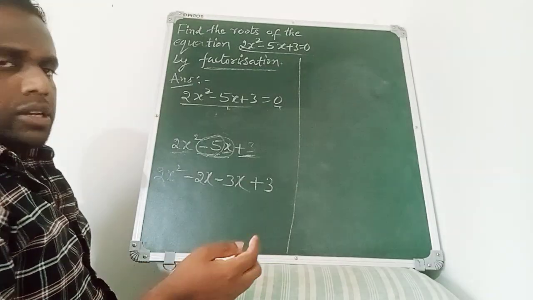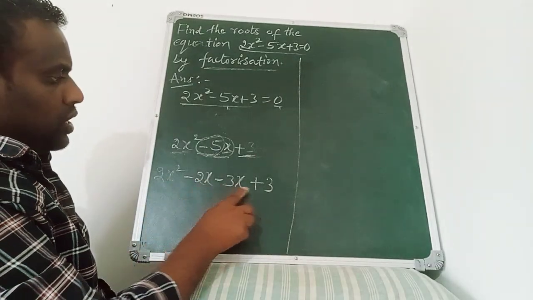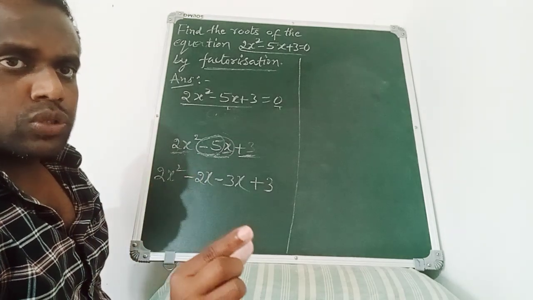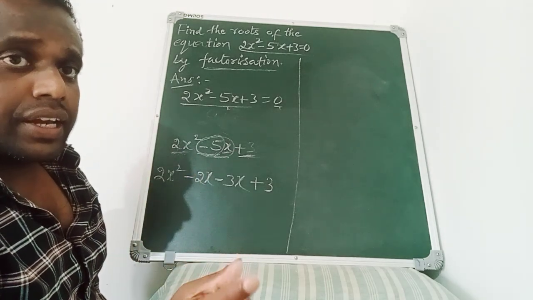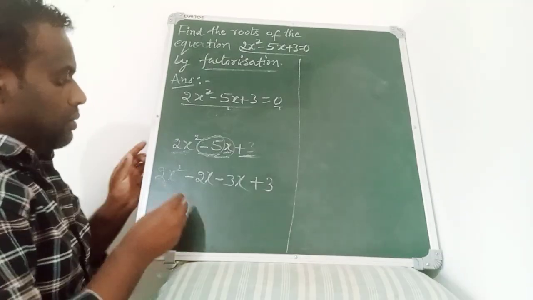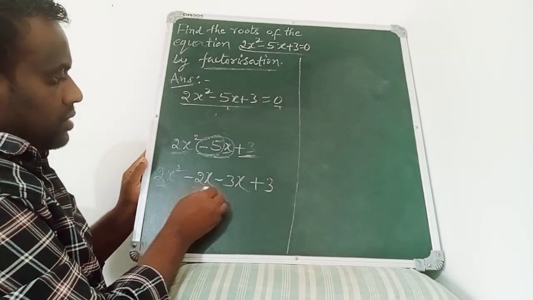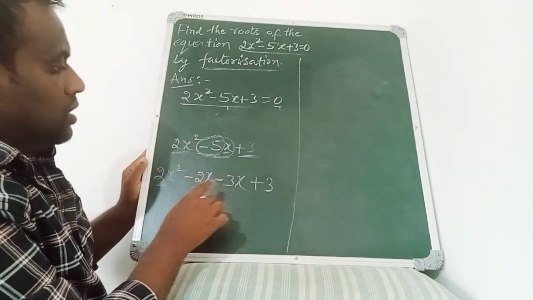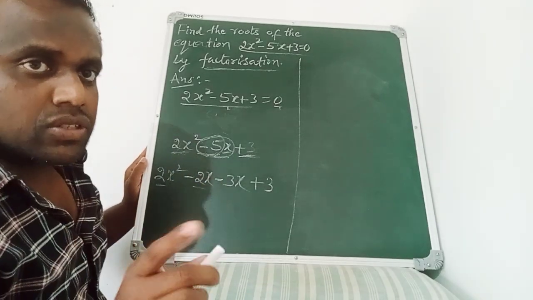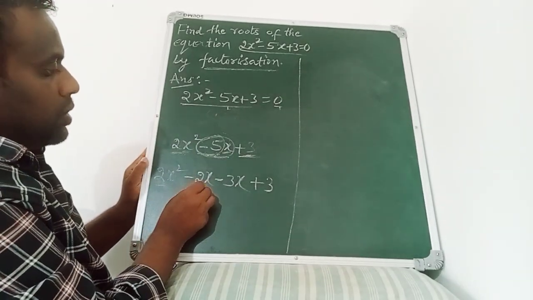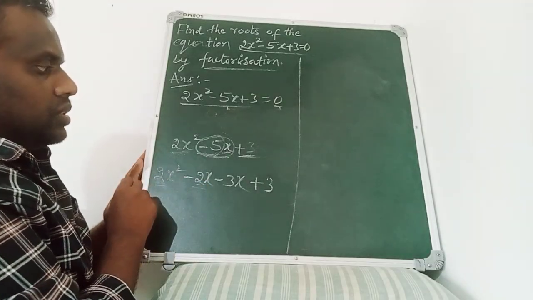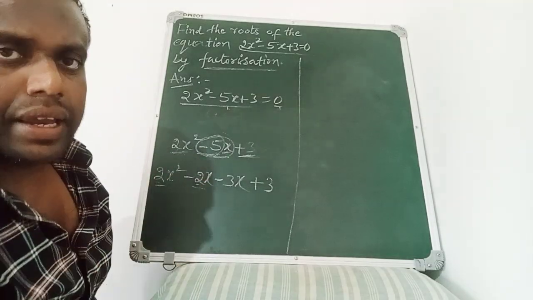Now how many terms are there? 1, 2, 3, 4. You have to group two terms so that you can take something common. So I will consider this and this. Here x is there, here x is there, I can take common, not only the variable x. Number 2 is there here also, and here also 2. So here I can take common.